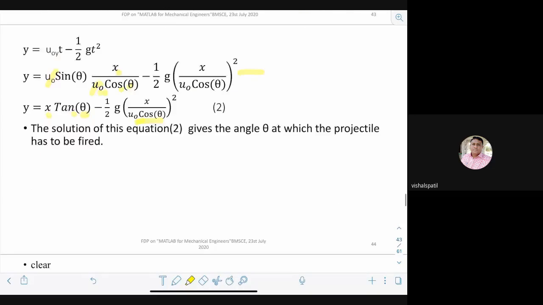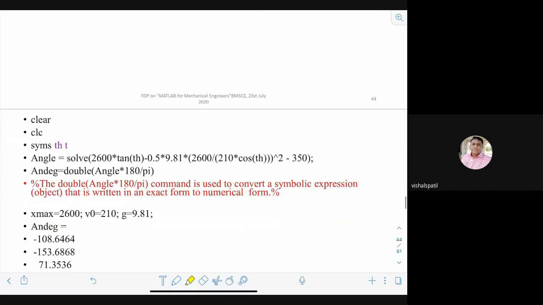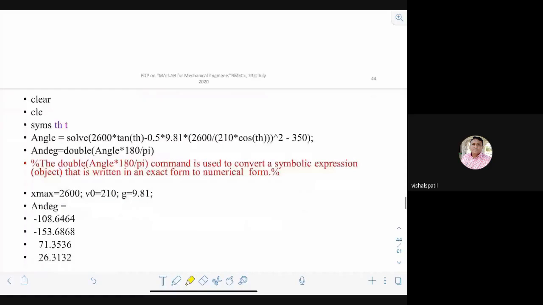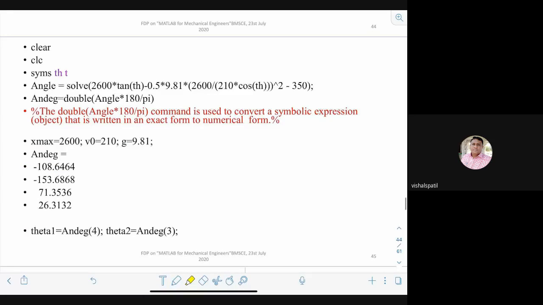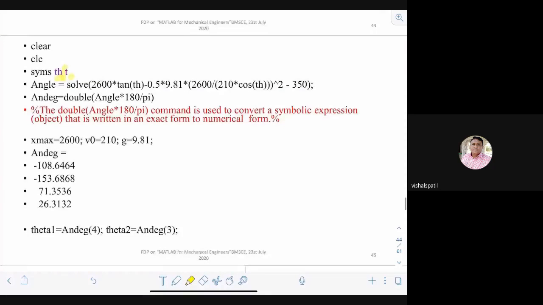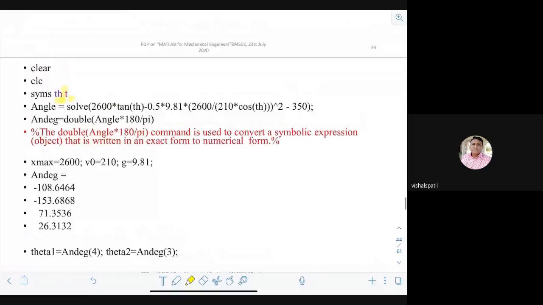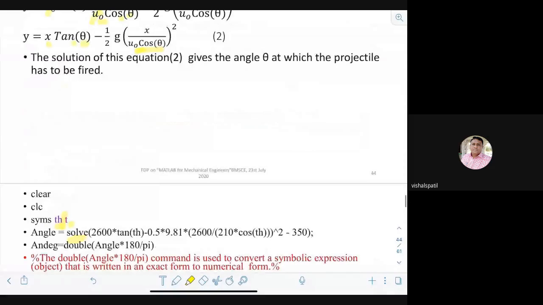Okay, that's the expression. So if you look at the code, it is hardly a few lines. We have defined th and t as the symbolic variables. Remember, there's a space here. It's not one word. th is one string and t is another one. So th and t are symbolic variables. And you need to just say, solve this equation. Solve this equation 2. What is this equation 2?